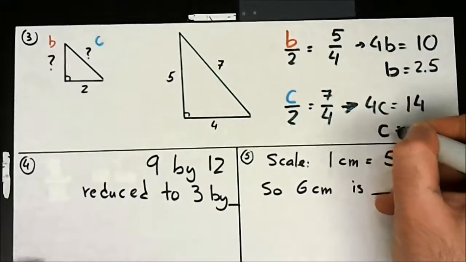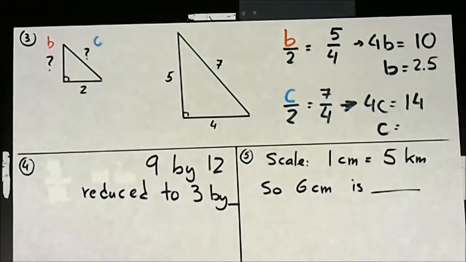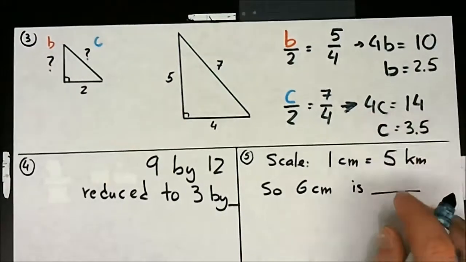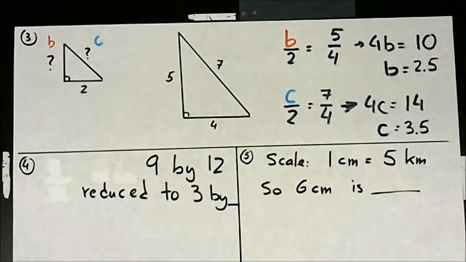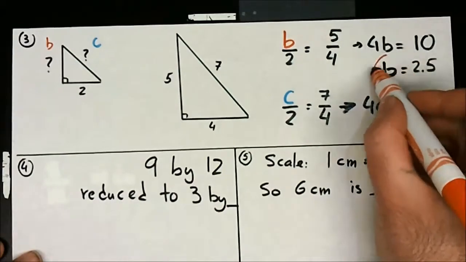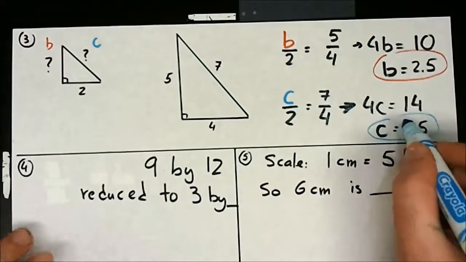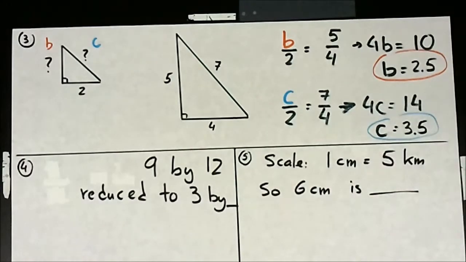And can someone tell me what is C equal to? What is 14 divided by 4? It's 3.5. And again, that one's a bit tougher, but it's an easy long division problem, so I'm not going to fret too much about it. So 3.5. So there we go. I found my first missing side. I found my second missing side, and all is well with the world. Questions?